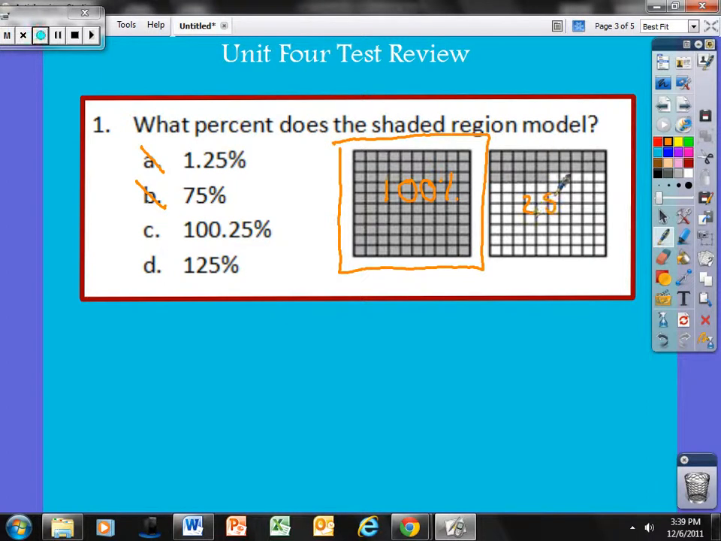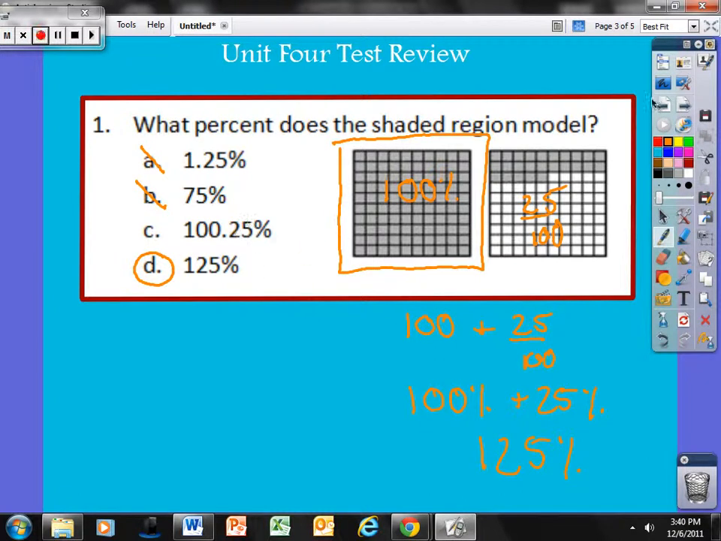I have 25 out of 100 shaded here. So I have the full 100 here plus the 25 out of 100. If you know percents, 25 out of 100 is 25%. So with this 100% plus this 25%, I have 125% filled in. My correct answer is D.